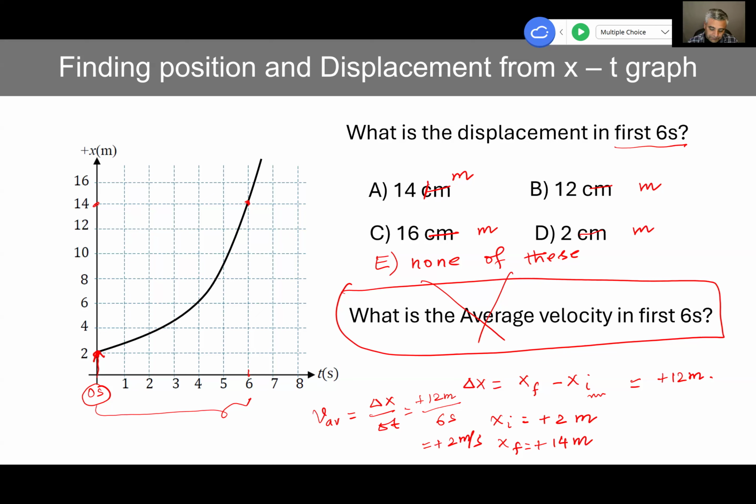Another way: connect these 2 points using a straight line segment like this. Find the slope of the line segment.